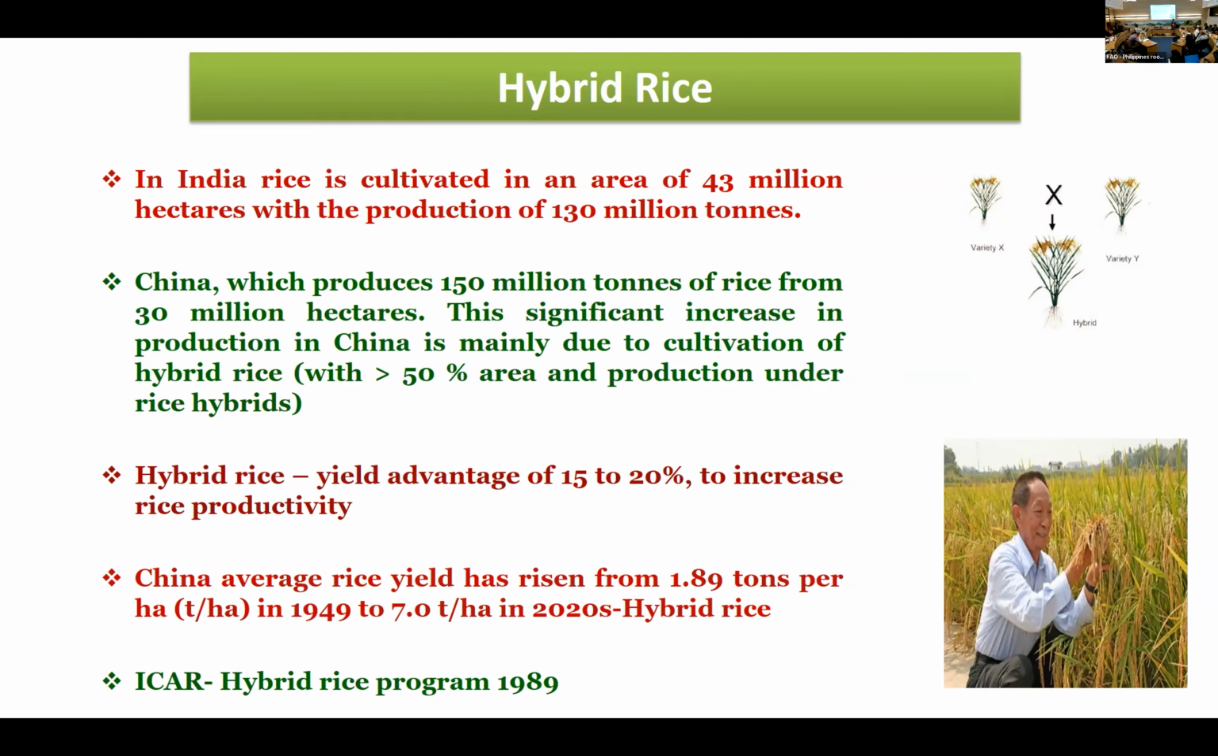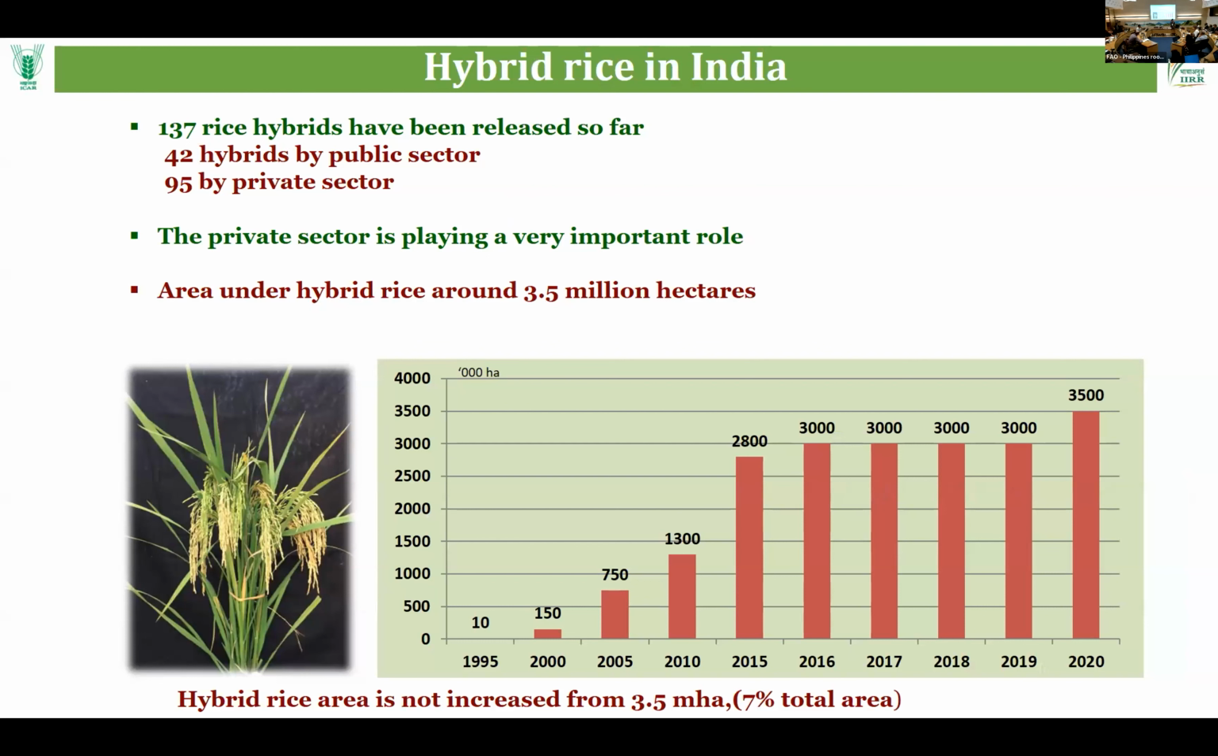So the success of this technology is very well demonstrated by China. In India, by seeing China's success, we also started a hybrid rice program in the year 1989 with the support of FAO and other organizations. So far we have released 137 rice hybrids.